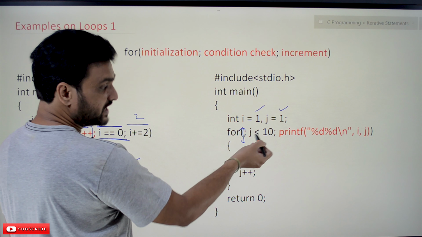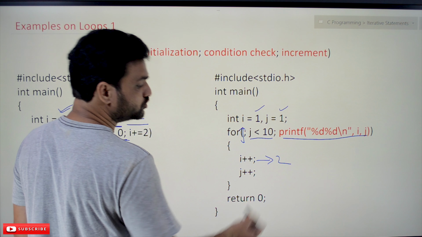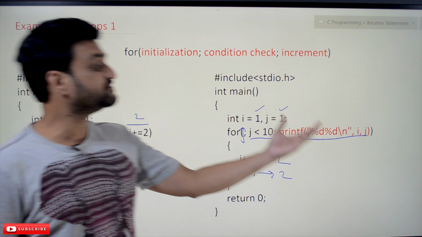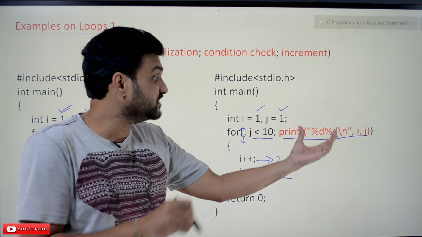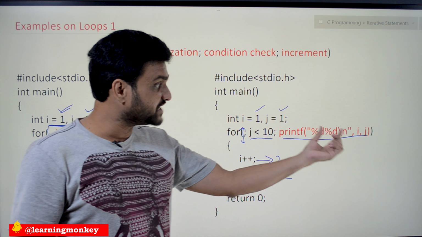Yes, j is equal to 1 and it is less than 10. So we are going to come into this for loop, and this incrementation is done, and the value of i will become 2 and the value of j will become 2. Now the incrementation part will get executed. What we are having in the incrementation part? Here we are having printf statement. So these incrementations can be used here.